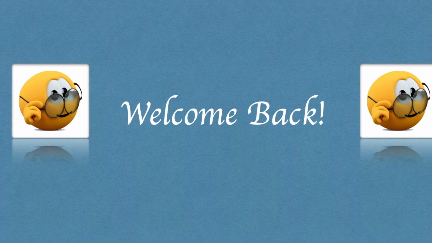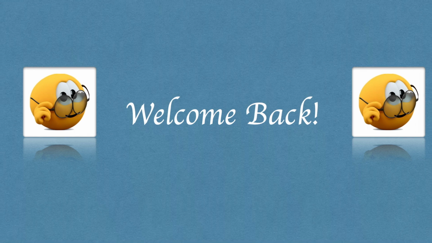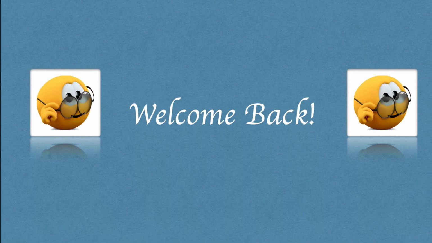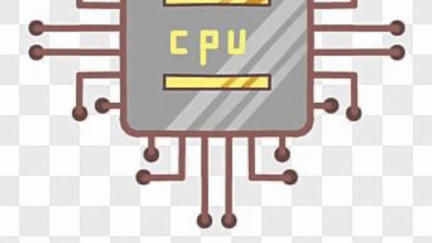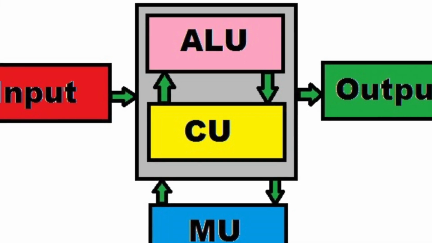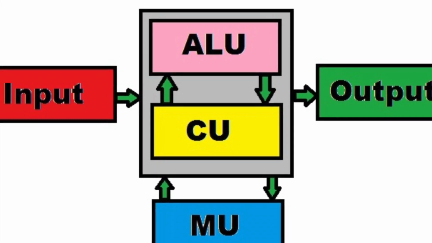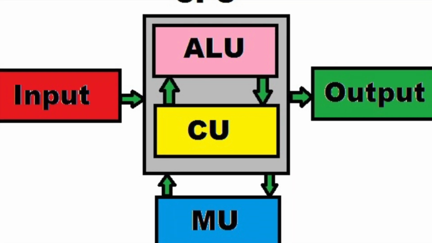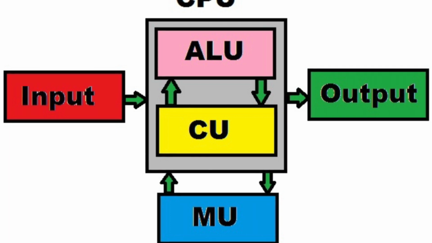Today, we're diving deep into the heart of your computer, exploring the intricate components that make it all tick. That's right, we're talking about the CPU, the Central Processing Unit. Specifically, we'll be breaking down its key components: the arithmetic logic unit, the control unit, and the memory unit. So, grab your tech hats, because it's about to get fascinating.